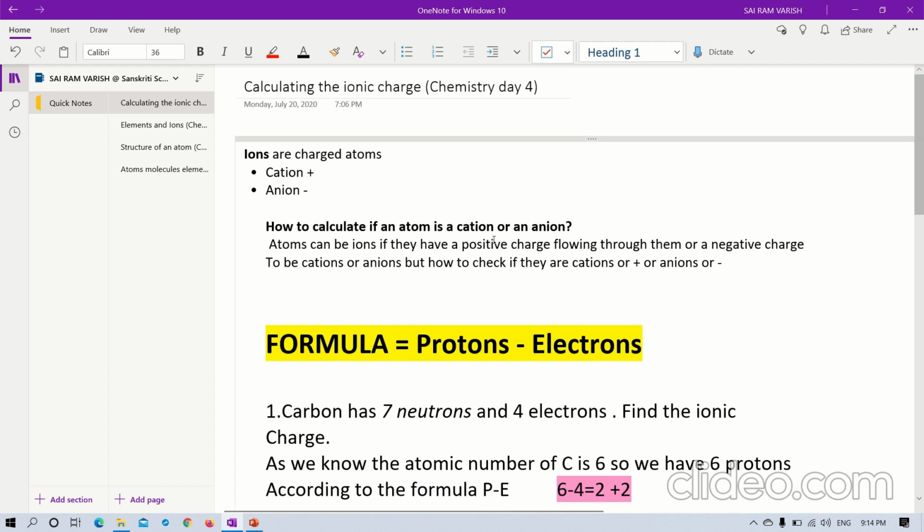So this was, I guess you understood the ionic charge, how to calculate them.